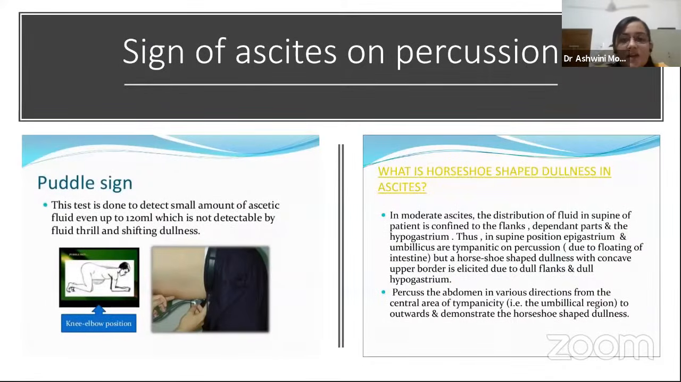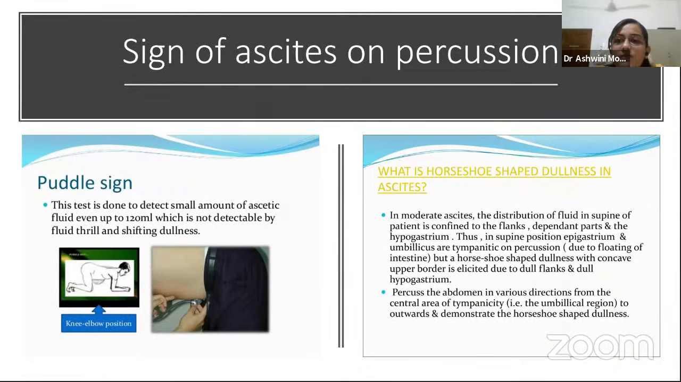Another sign is the puddle sign. This test is done to detect a small amount of ascitic fluid, even up to 120 ml, which is not detectable by the fluid thrill test or shifting dullness test. As it is a very small amount, we have to give the knee elbow position. The fluid will come into the center of the abdomen, and by this method we can percuss or auscultate. Any of these we can do, and we can hear the dullness. And this is the puddle sign.